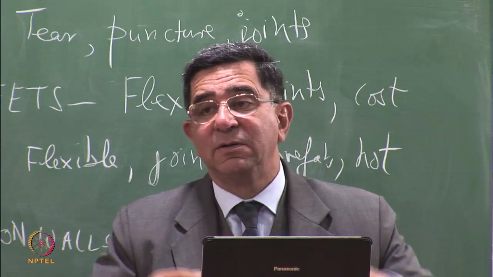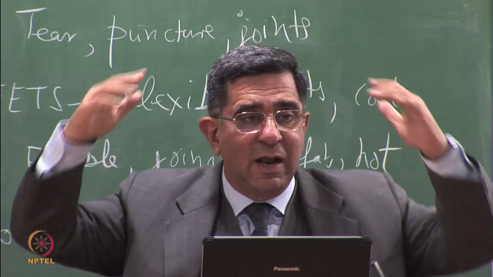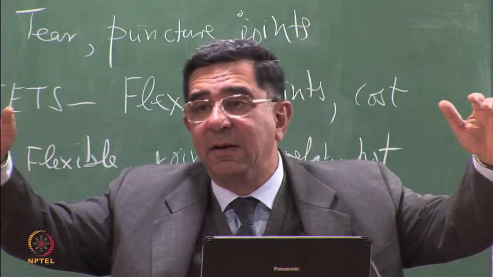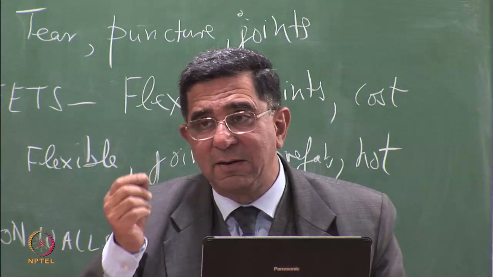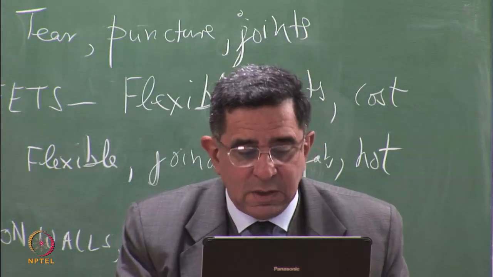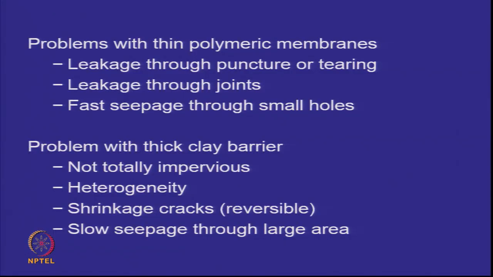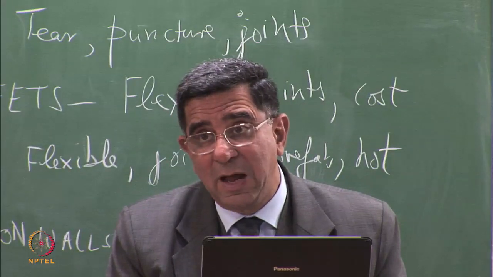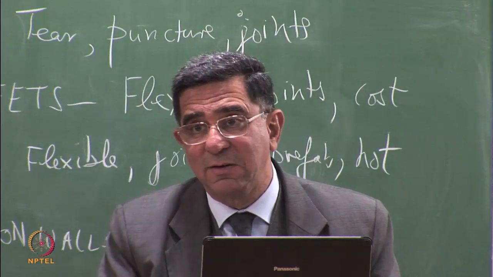It's like, you know, the vegetable vendor, he'll have a thin plastic sheet, the blue one. But if there's one pinprick in it, the water will keep on coming out from that side. So what experience shows is that with thin polymeric membranes, leakage through punctures or tearing, even if we take the maximum precaution, there will be some holes. So this gives you fast seepage. You make a puncture in a plastic sheet, water will come out very fast.